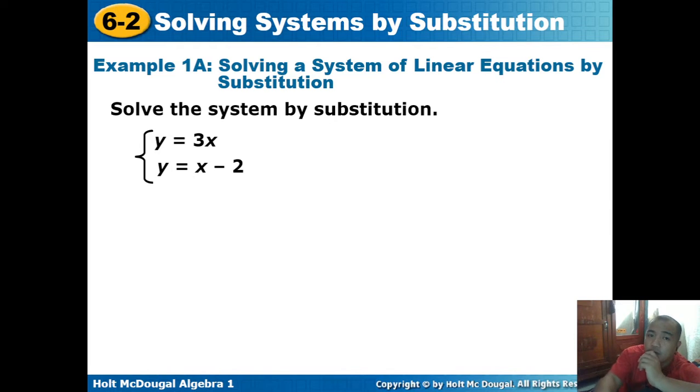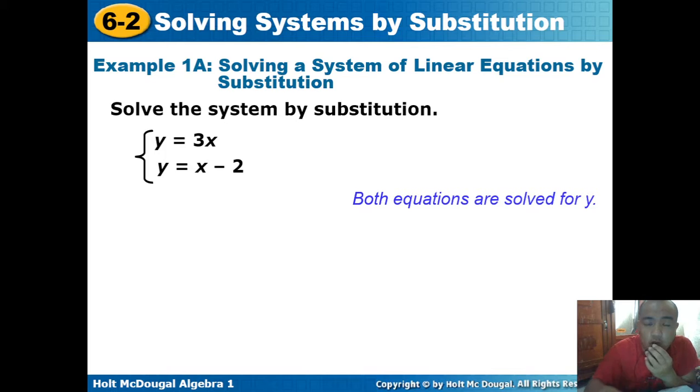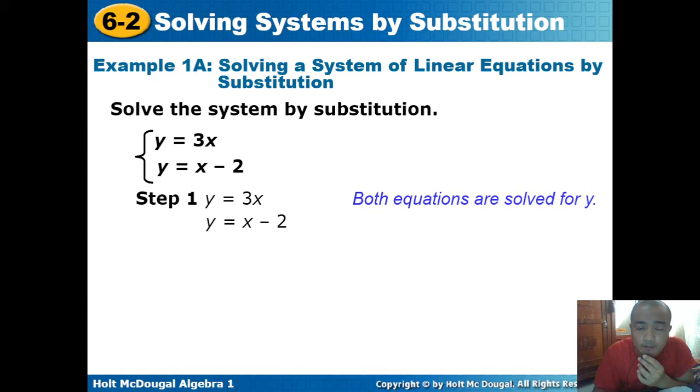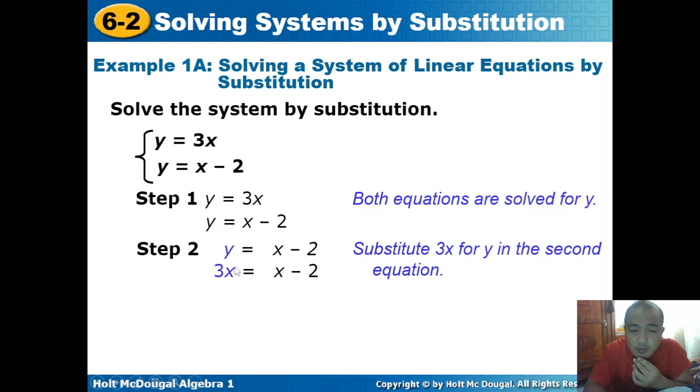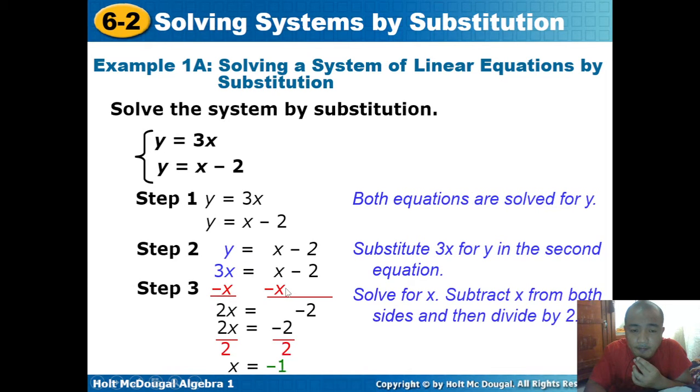Let us now have our example 1A, solve the system by substitution. Equation 1, y equals 3x, equation 2, y equals x minus 2. So for step 1, both equations are already solved for y, diba? So let us now substitute 3x to equation 2. Since y equals 3x, we can now substitute y here in equation 2 as 3x. 3x equals x minus 2, so that 3x minus x is 2x. 2x equals negative 2. Divide both sides by 2, therefore x equals negative 1.